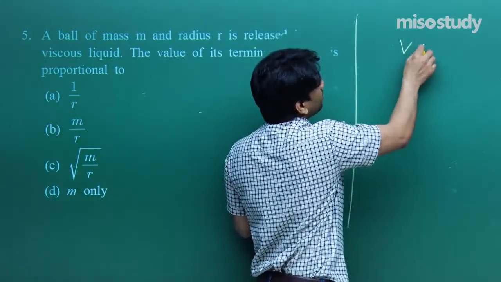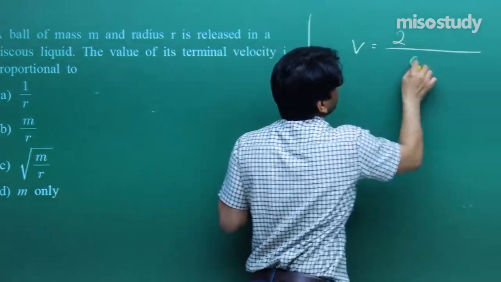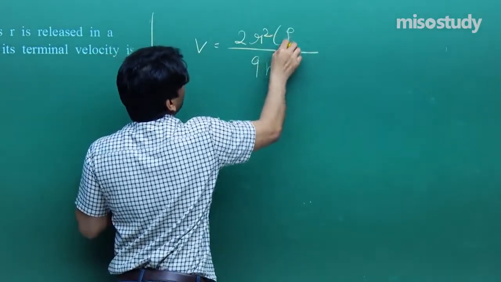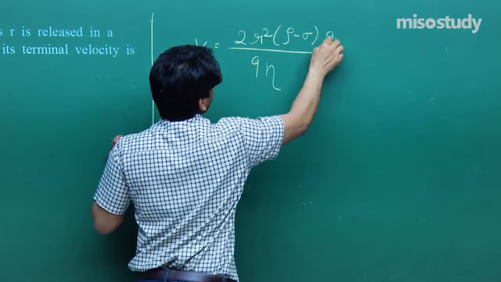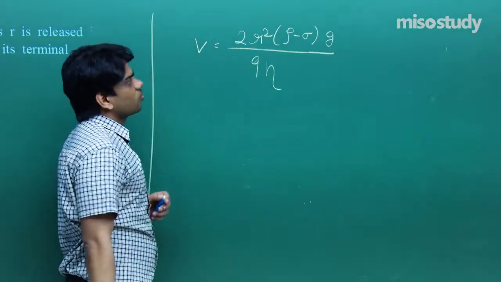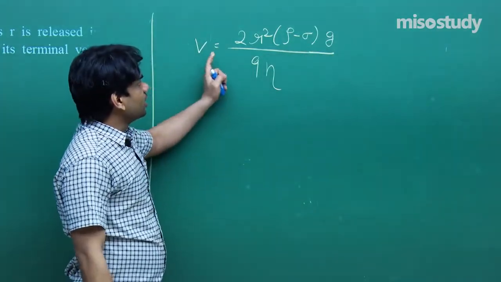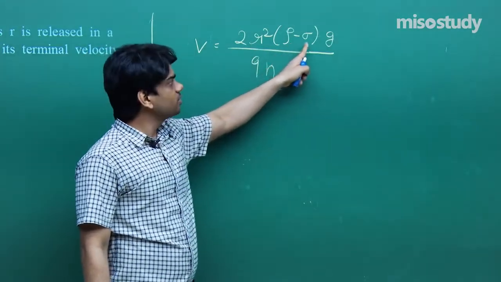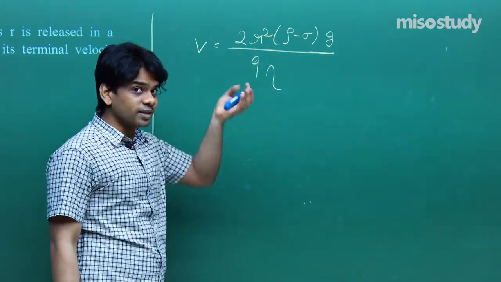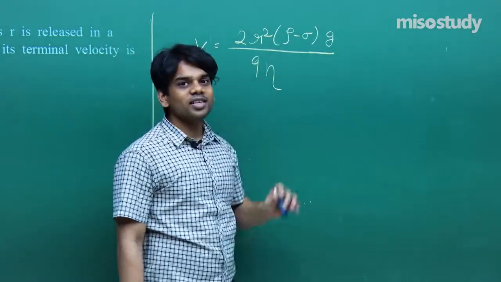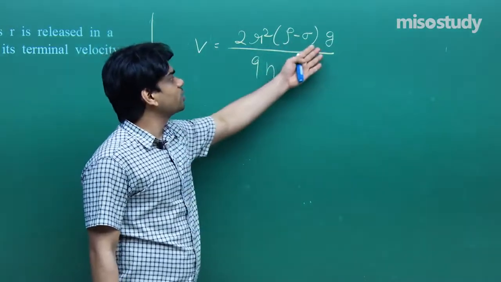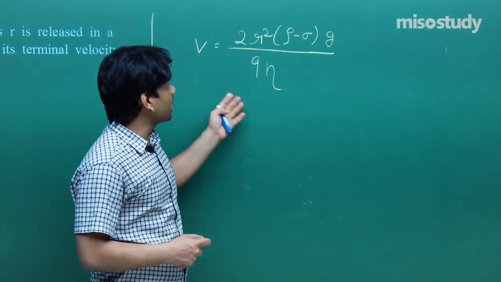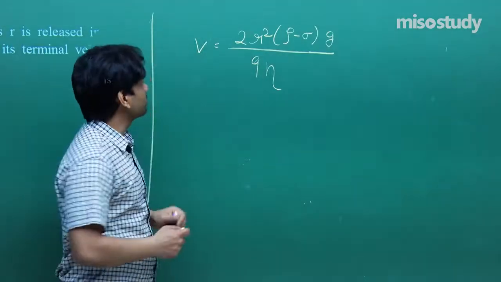We all know that terminal velocity is 2 by 9 eta, 2r square (rho minus sigma) g. This is what we know about terminal velocity. It's proportional to radius square. Rho is the density of the metal or the object which is moving, sigma is the density of the liquid in which it is moving, g is the acceleration due to gravity, and eta is the coefficient of viscosity. This formula we have derived for terminal velocity. I hope that you are remembering this.